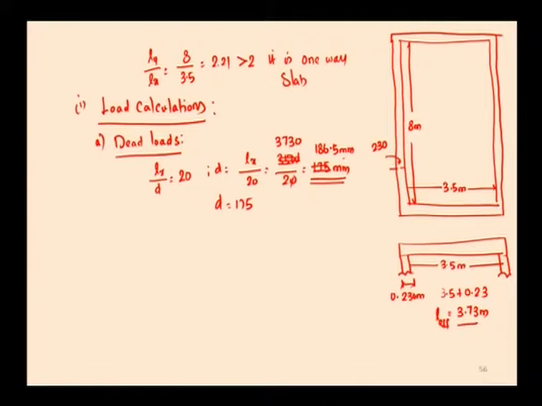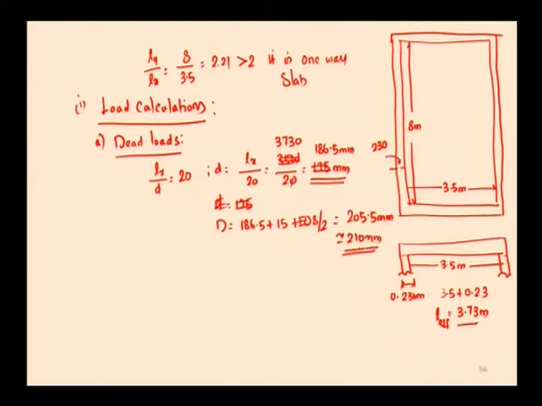Center to center distance between the supports is called the effective length of the slab. Here d is equal to 186.5 plus clear cover for the slab, which is 15, then I am going to use a 10 mm diameter bar, or you can use an 8 mm diameter bar, that is equal to 205.5 millimeter. So, we can use this as 210 millimeter.